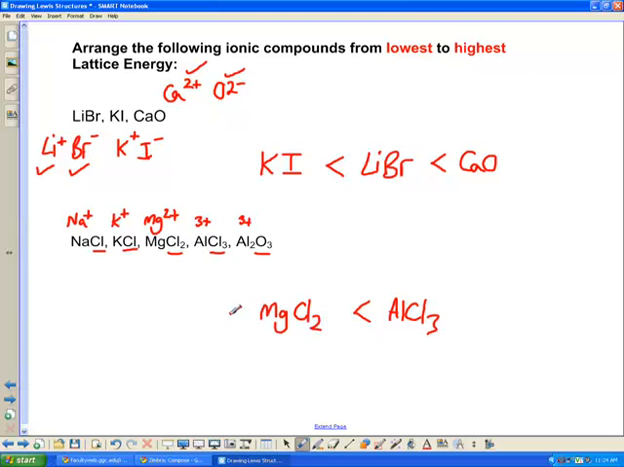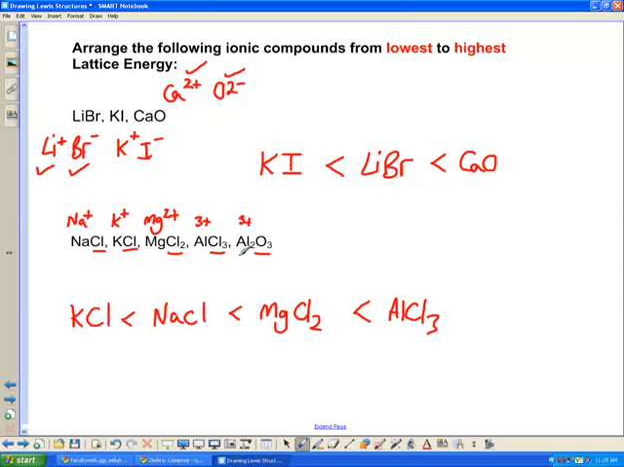But what about the sodium chloride and potassium chloride? The chlorides are the same again. The difference here is sodium and potassium. Which one's bigger? Well, potassium's bigger. Therefore, the one with the higher charge density is sodium, the smaller one. Therefore, the one with the lowest lattice energy is going to be the biggest atom, which is potassium. So therefore, our KCl is going to come first.